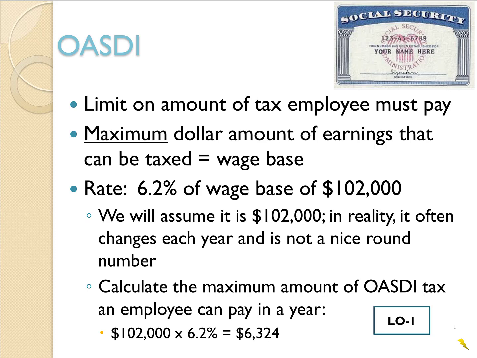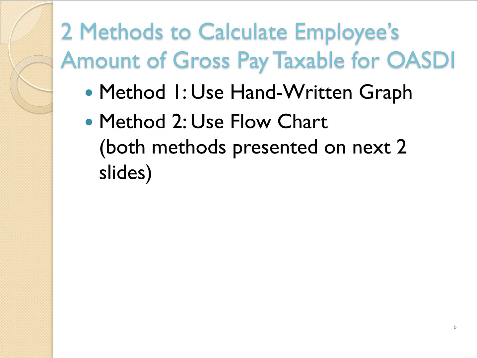We do that by monitoring an employee's year-to-date gross pay, so that once they get to the $102,000, we will make sure that they no longer pay OASDI. There are two ways to calculate an employee's amount of gross pay that's going to be taxable for OASDI. The first method is the one that I prefer because I'm visual, and it's just using a handwritten graph. Method 2 is using a flowchart. This flowchart is more the way a computer program would think.